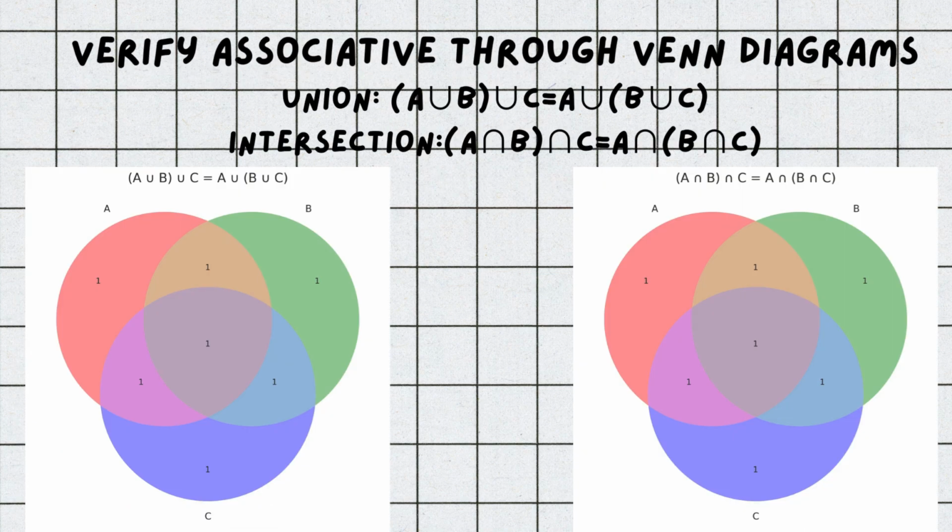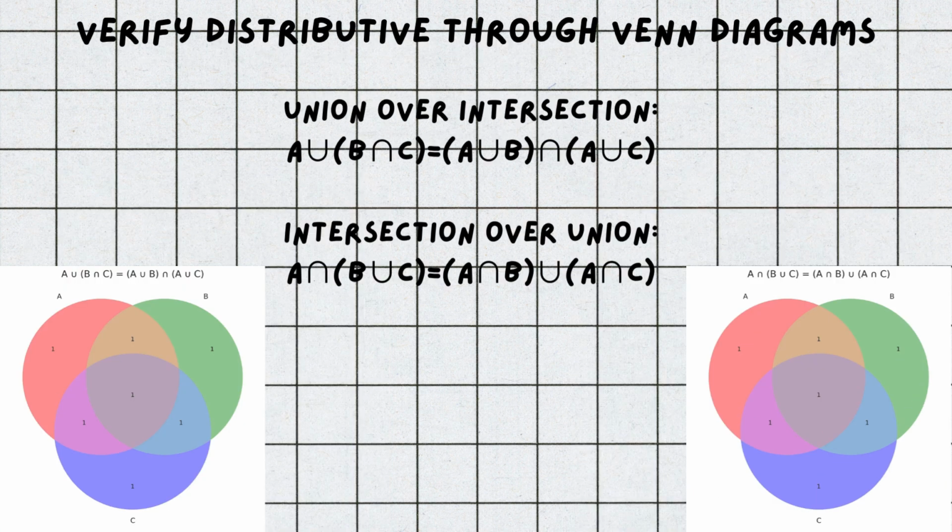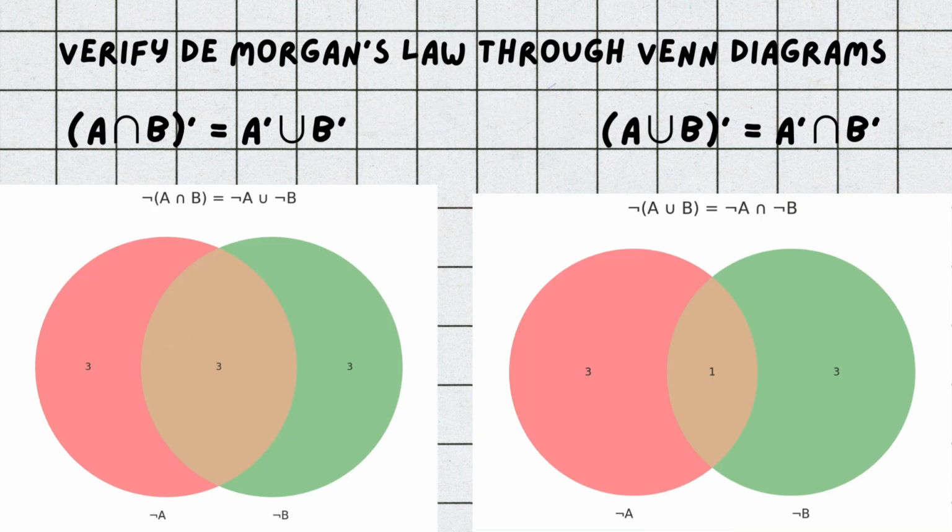Verify associatives through Venn diagrams, as with union and intersection. And verify distributives through Venn diagrams, again union over intersection, and then intersection over union. Verify De Morgan's law through Venn diagram.